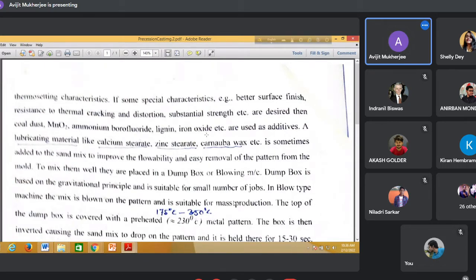And not only this, here a special lubricating material. Previously in our hand molding operation, sand molding, green sand molding, we had not used any lubricating material. But here, as this is to some extent a machine molding, and very precise molding also.